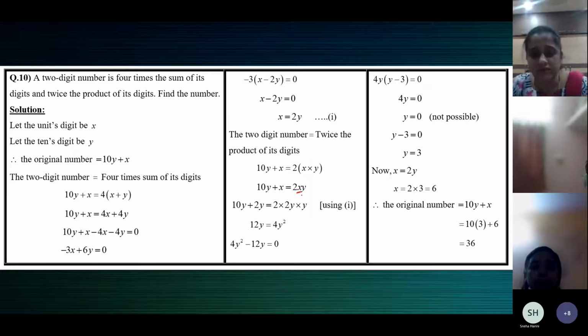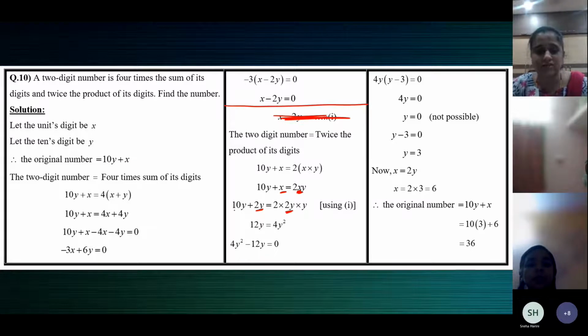Where there is x, we say 2y, using 1. So at first I stop here. I don't write this. I construct the second equation, and then I realize that we have 2xy here. 10y plus x is equal to 2xy. So the second equation is not linear in style. So that means we'll have to solve by the substitution method.